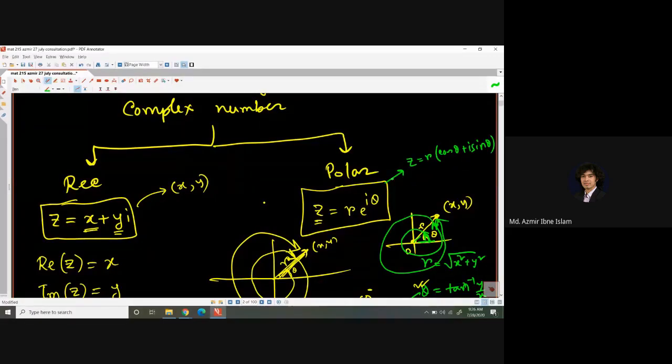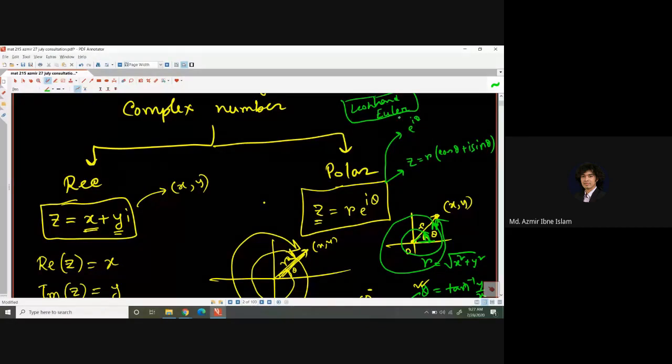How can we write this one? It is by Euler's identity. Mathematician Leonhard Euler. You can see the spelling is written as Euler, but the pronunciation is different. Mathematician Euler said that e to the power i theta is actually cosine theta plus i sine theta. So this is a powerful equation.